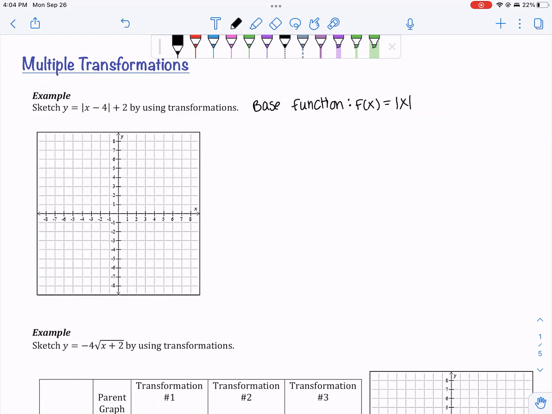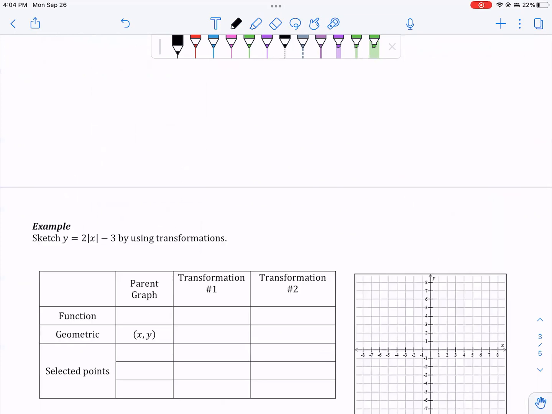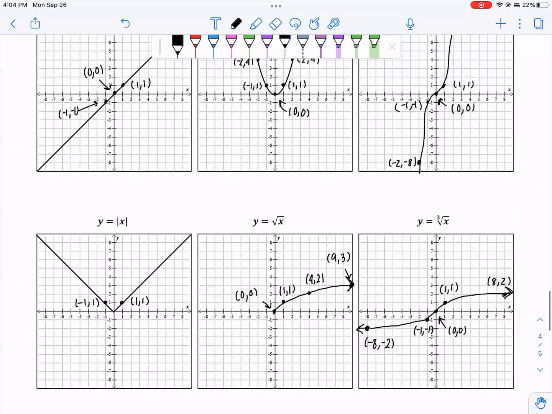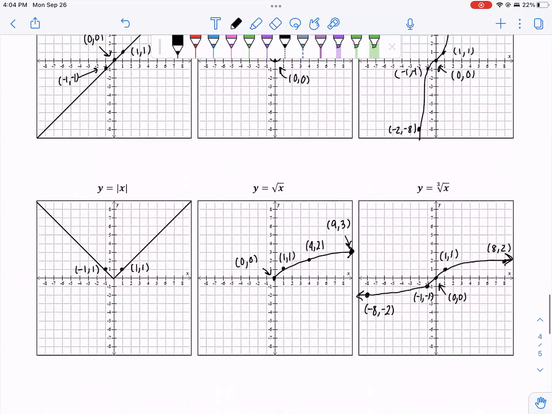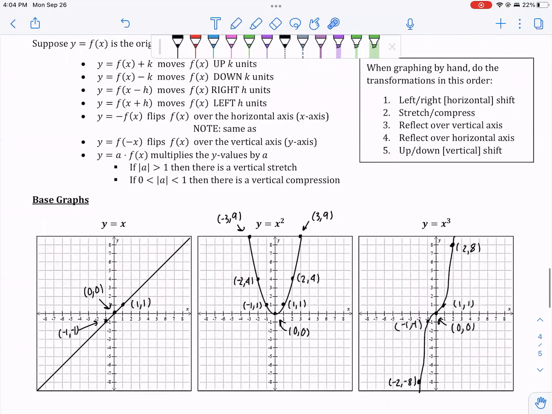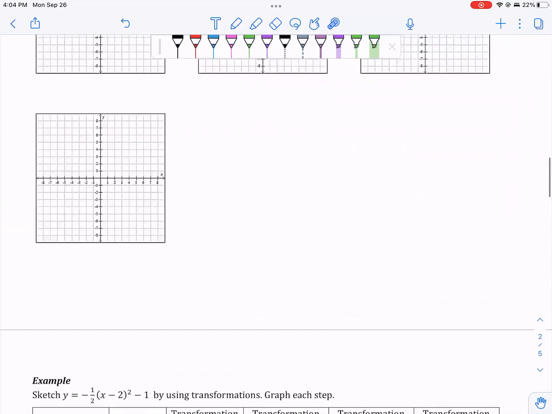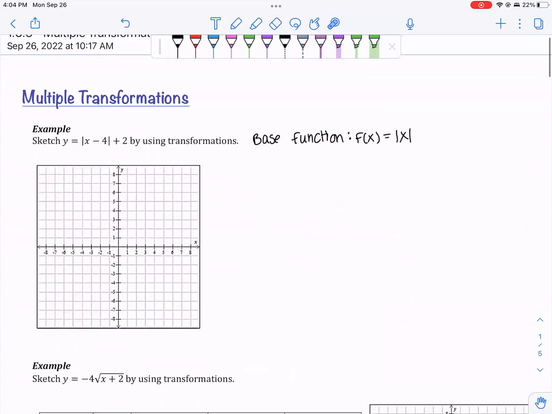Okay. So we can take some key points from our absolute value function. Oh, I forgot to label 0, 0. That's 0, 0. I'm going to take negative 1, 1, 1, 1, and 0, 0. And what are we doing to them? Well, we have a minus 4.